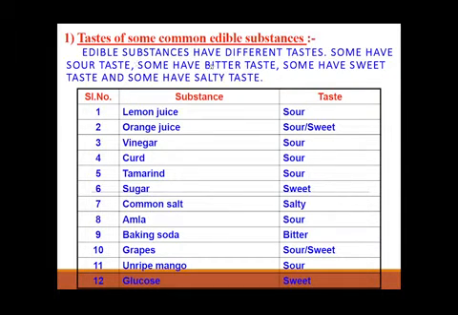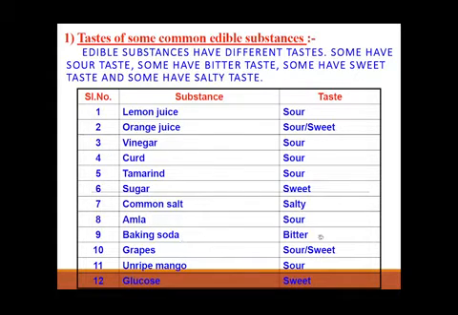So edible substances have different tastes. Some have sour taste, some bitter taste, some have sweet taste and some have salty taste. So here is the example of 12 common substances and corresponding to them are the tastes of those substances. So first example is of lemon juice whose taste is sour. Orange juice can be sour and sweet both. Vinegar is sour. Curd, sour. Tamarind, it's sour. Sugar, it's sweet. Common salt is salty. Amla is sour.